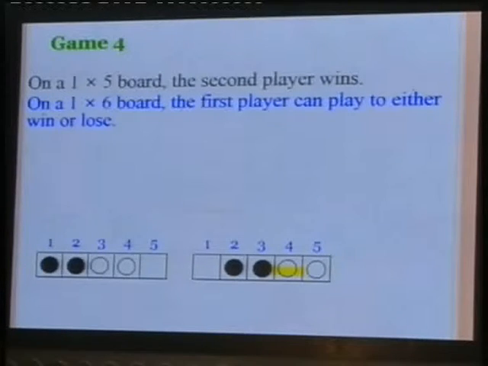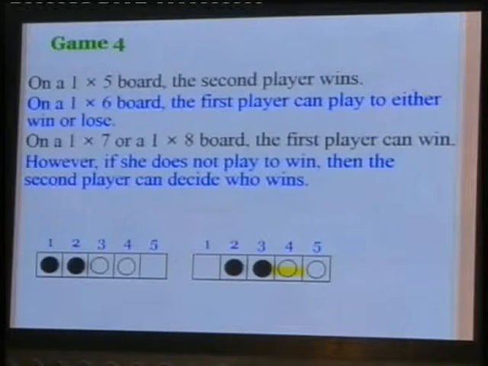On a 1 by 6, very similar to the 1 by 4, the first player gets to pick whether they win or lose, which is a lot stronger than just being able to win. 1 by 7 and 1 by 8, first player can win, but if they don't choose to win, then player 2 gets to pick whether they win or lose. So these ones aren't so great. You don't necessarily want to get a 1 by 7 or 1 by 8. All right, so I'm not going to go over these ones. I think they're not too bad to go through. It's very similar to earlier. The one I will go over is the 1 by 9.